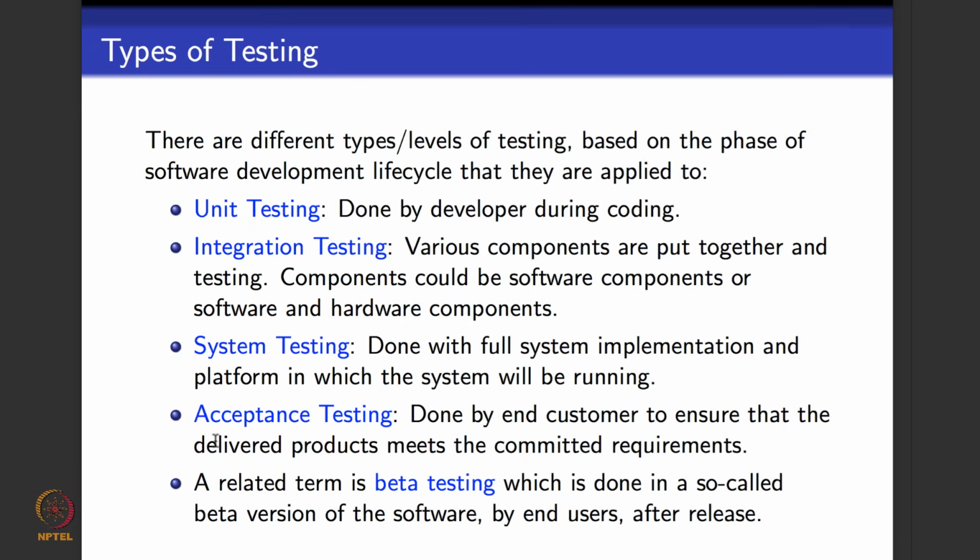After system testing, we believe that the system is more or less ready for release. The last phase of testing that people do is what is called acceptance testing. Here, you give the system to an end user and check if the system is working fine as per the end user committed requirements that the software or the system was supposed to meet. You might have also heard of a term called beta testing. What is beta testing? In beta testing, people specifically release what is called a beta version of software, right?